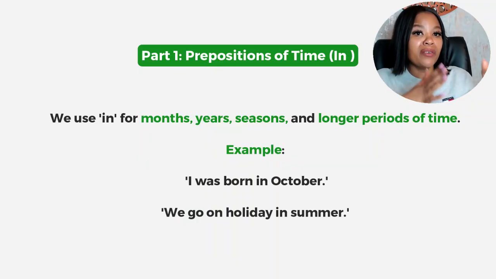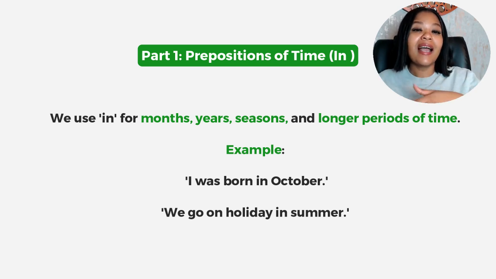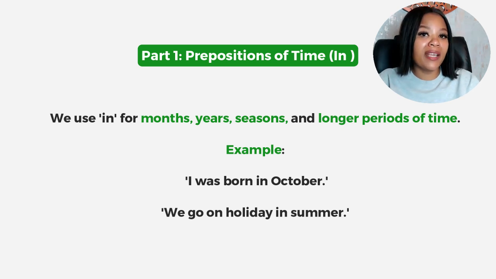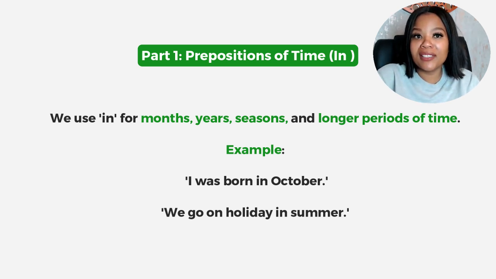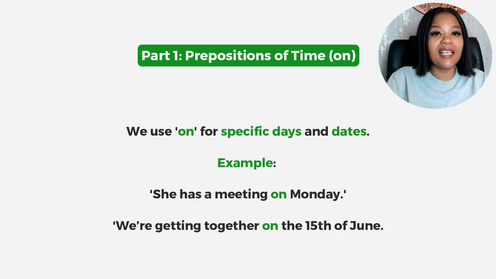In. We use in for months, years, seasons, and longer periods of time. For example, I was born in October. This is the month I was born. We are going on holiday in summer. Summer is a season.